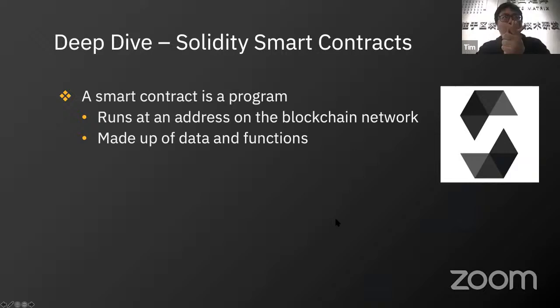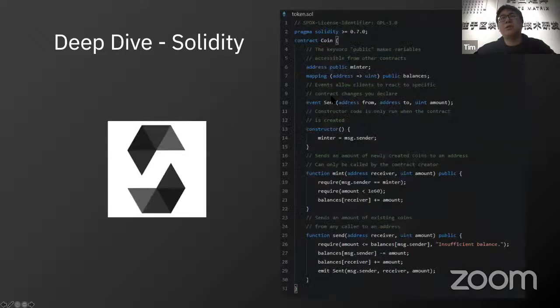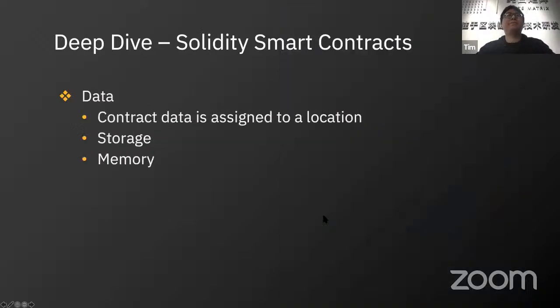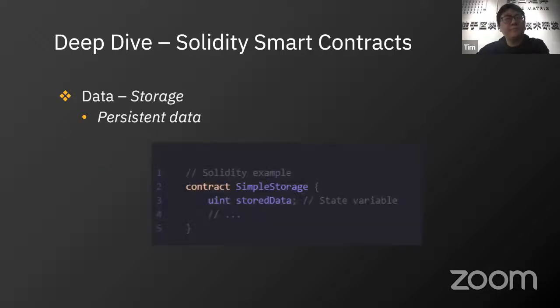So we already know how a Solidity smart contract looks like. It's a program that runs at an address on the blockchain network, and is made up of data and functions. Here we can see these are data, right? All these four are functions. Okay, so what are the data types in Solidity? There are two types of data. One is storage, the other is memory.